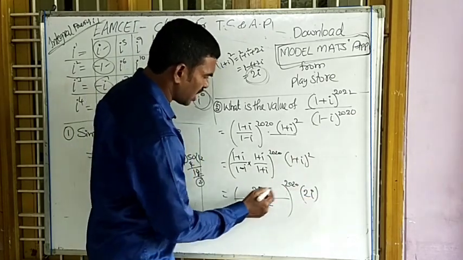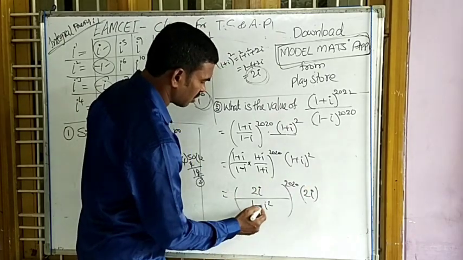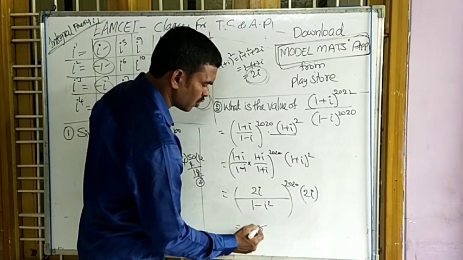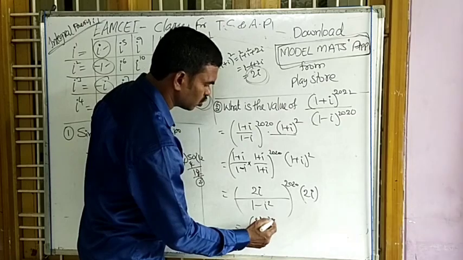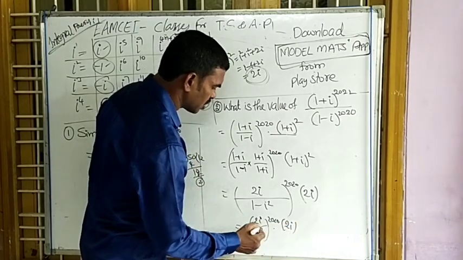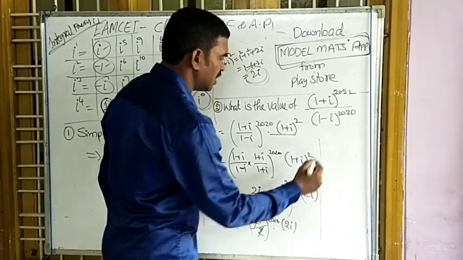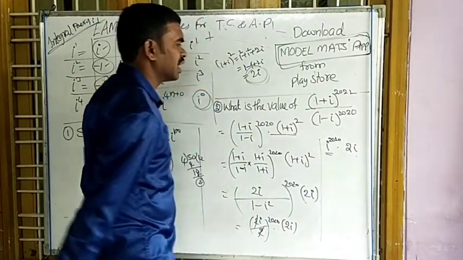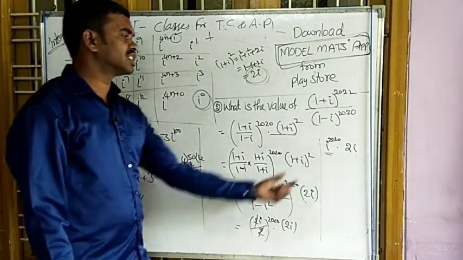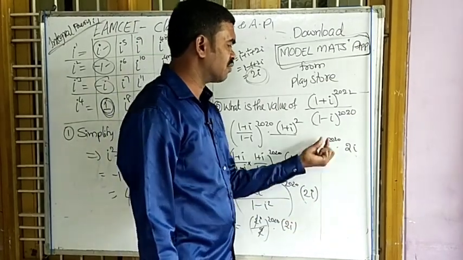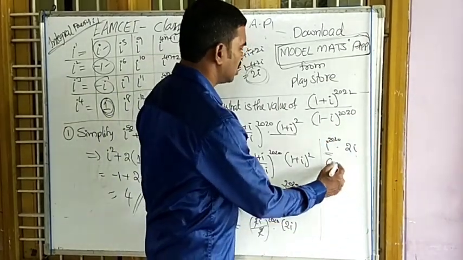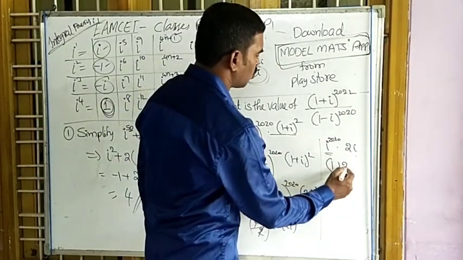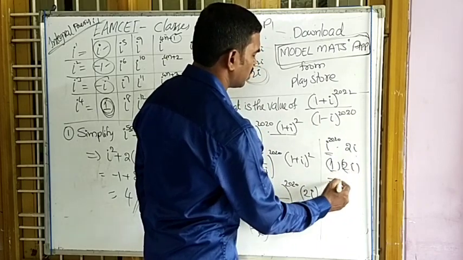So 2i power 2020 in the numerator. In the denominator, 1 square minus i square, where i square is minus 1, minus into minus is plus, so it becomes 2. So 2i by 2 power 2020 into 2i. Here the 2s cancel, leaving i power 2020 into 2i. What is i power 2020? Yes, very good. This is a 4 multiple, so by observing you can say immediately 4 into 505 is 2020. If the power is a 4 multiple, the answer is 1, into 2i. So 1 into 2i, the answer is 2i.